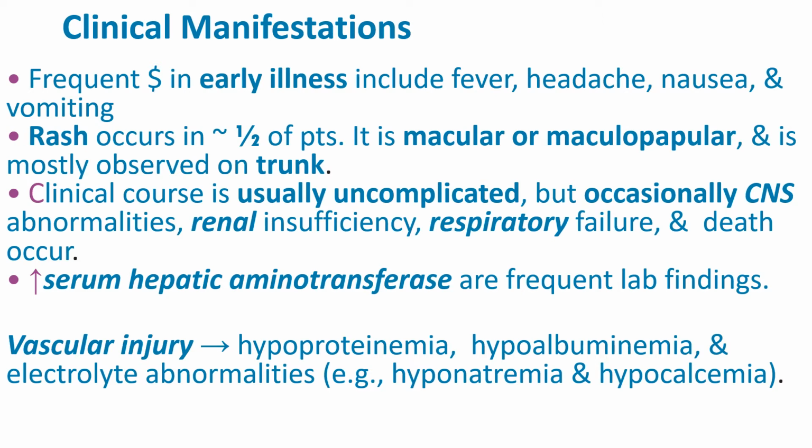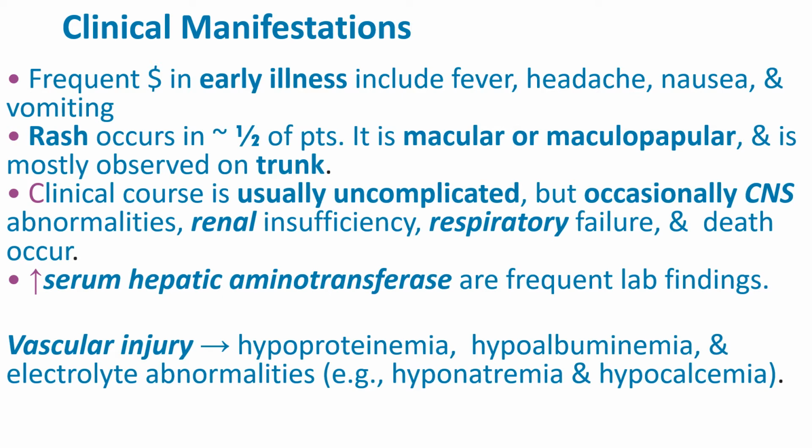Clinical manifestations. Frequent symptoms in early illness include fever, headache, nausea, and vomiting. Rash occurs in about half of patients. It is macular or maculopapular and is mostly observed on the trunk. The clinical course is usually uncomplicated, but occasionally CNS abnormalities, renal insufficiency, respiratory failure, and death occur.